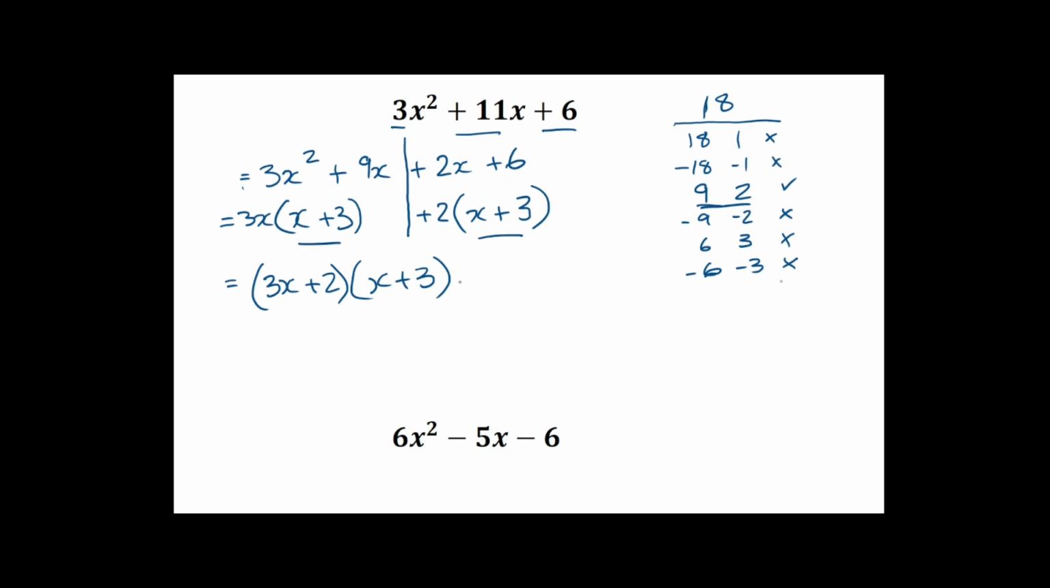So let's test it out. 3x times x is 3x squared. 2 times x is 2x. 3x times 3 is 9x. And 2 times 3 is 6 when we combine those like terms. Is this the same as what we started with? Yeah. Trust the process.